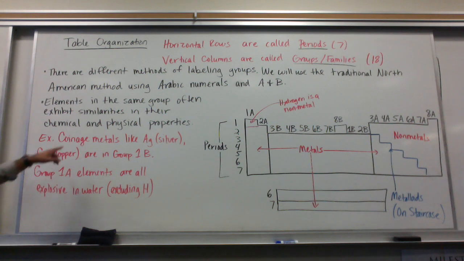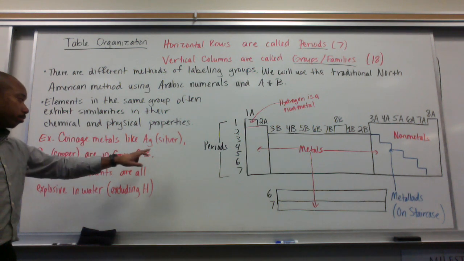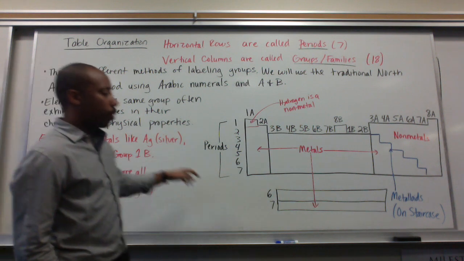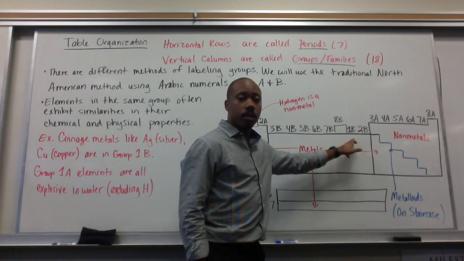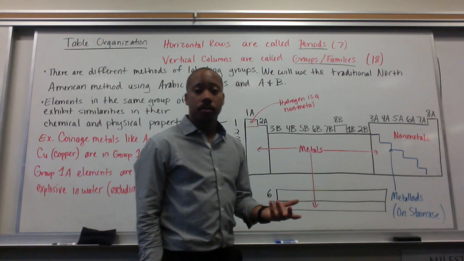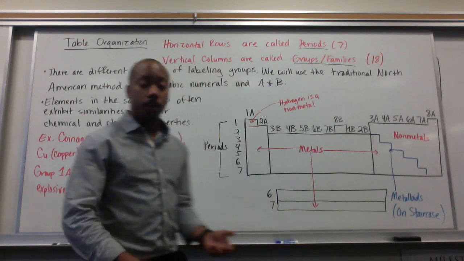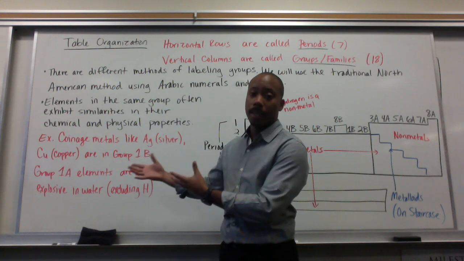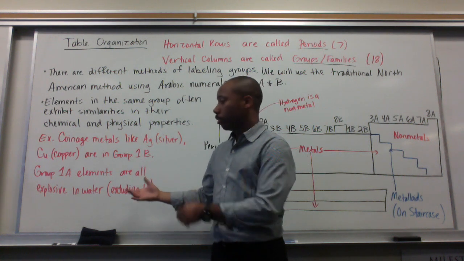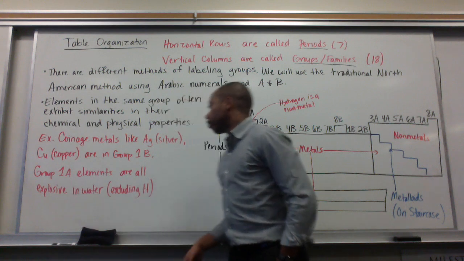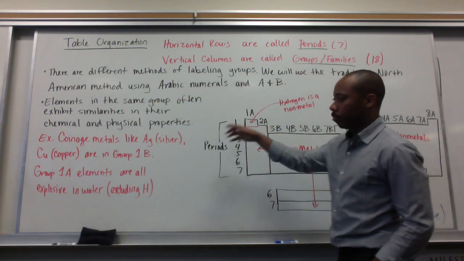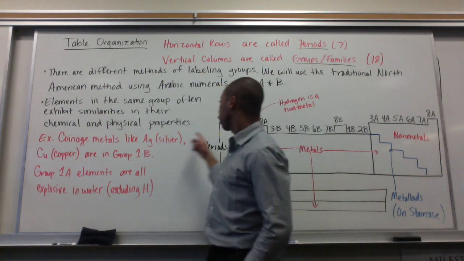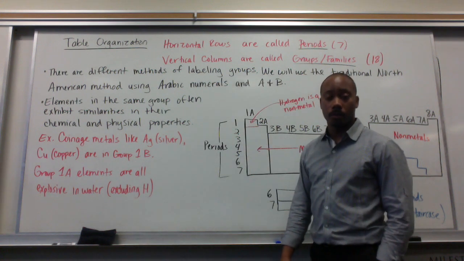For example, coinage metals like silver and copper are in group 1B. Group 1B would be here. Silver and copper are both there. They both have properties that made them useful for coinage for many generations, centuries. And group 1A holds elements that are all explosive in water, excluding hydrogen, of course, which is up here, which is not a metal.